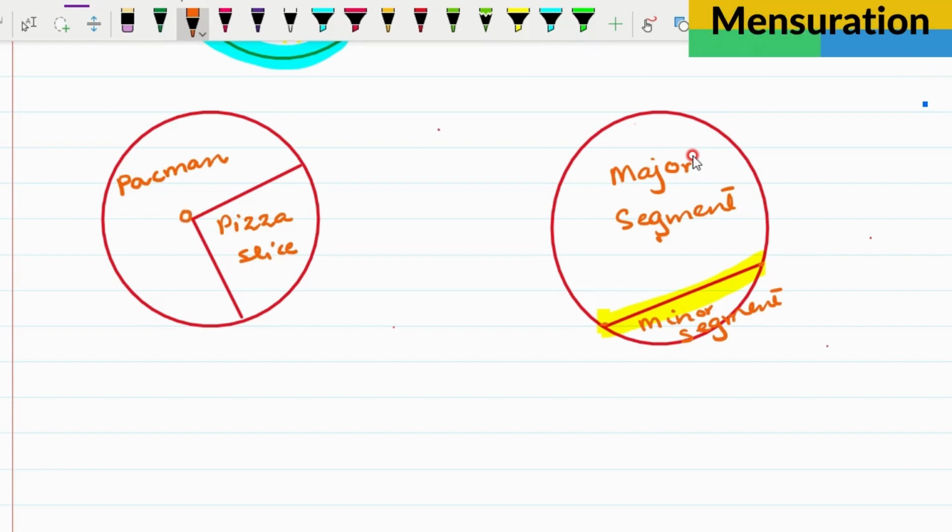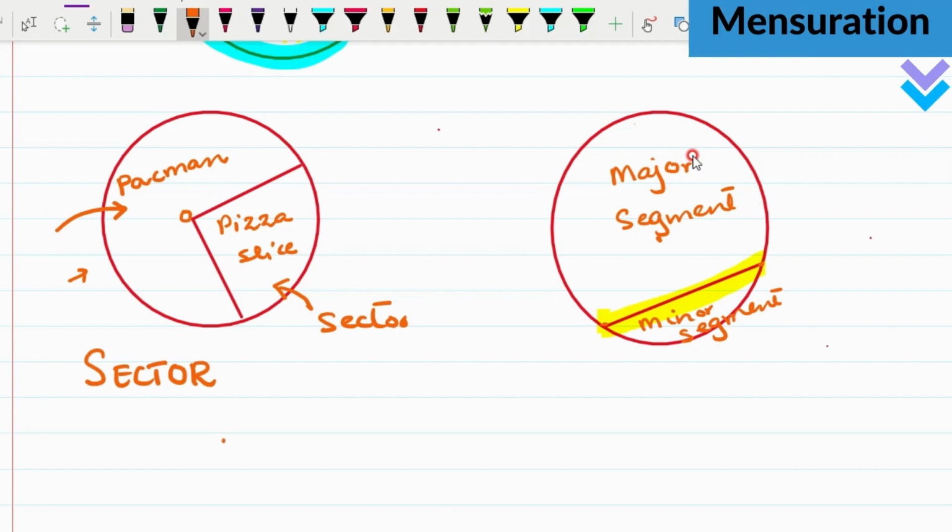This is also a center point. Okay, but what about this shape? This shape is called a sector and this is also called a sector. What is meant by sector? Sector means a portion, right? So we will understand about the sector here. Okay, so let me draw the shape. I'm going to draw this shape separately and I'm going to draw this shape separately.